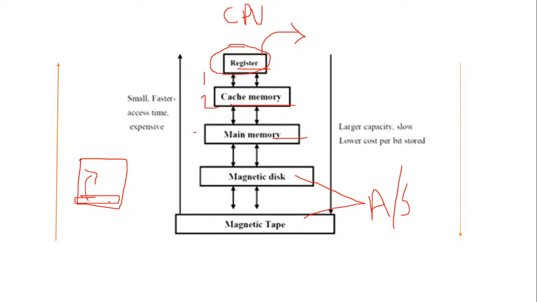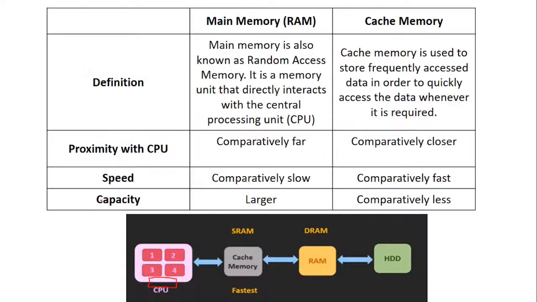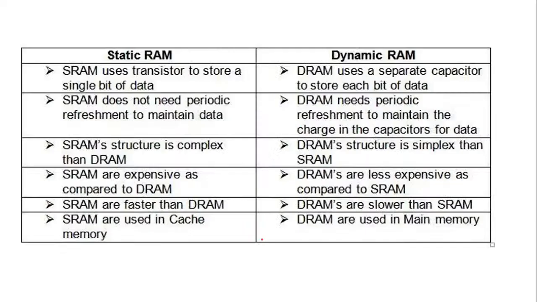Fine. So yes. Now let's go with the next topic, that is static RAM and dynamic RAM. As I said, in one of the diagrams I showed you, our regular RAM works as the dynamic RAM, and the cache memory works as the static RAM. So let's understand the difference. Static RAM uses transistors to store a single bit of data, that single bit of data which is required frequently, in a very short time. And dynamic RAM uses a separate capacitor to store a bit of data.